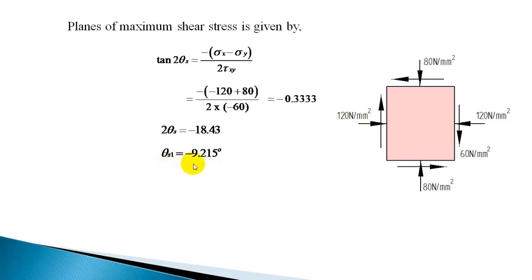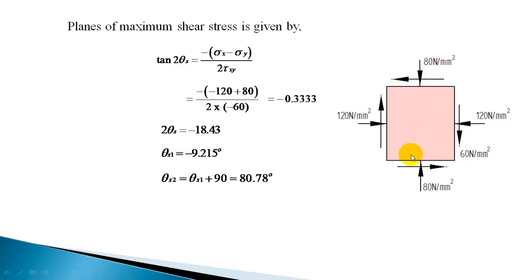So if you add 90 degree to this, you will get the other plane of maximum shear stress. So theta s2 is equal to theta s1 plus 90 degree, which will give 80.78 degree. So these are the planes of maximum shear stress. On these planes you will have maximum shear stress. Minus indicates from the vertical you have to move in the clockwise direction.